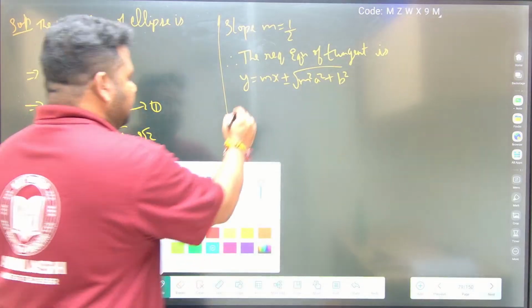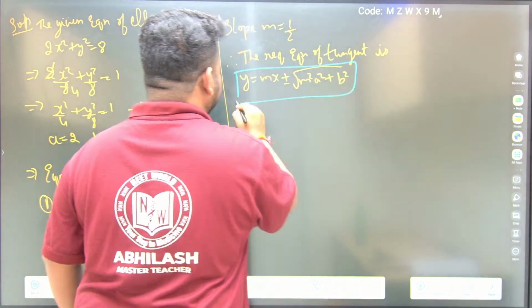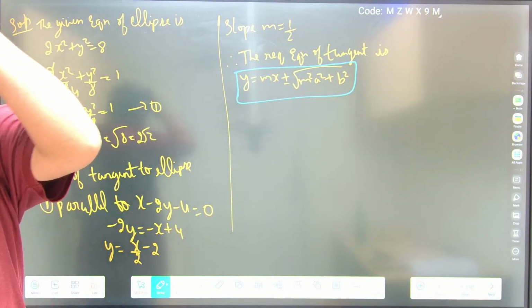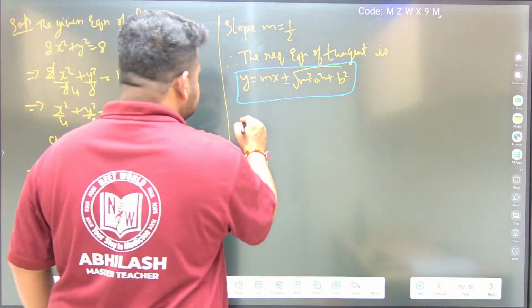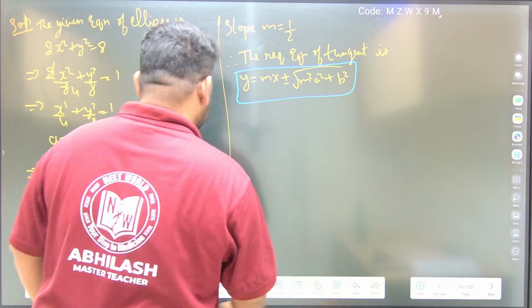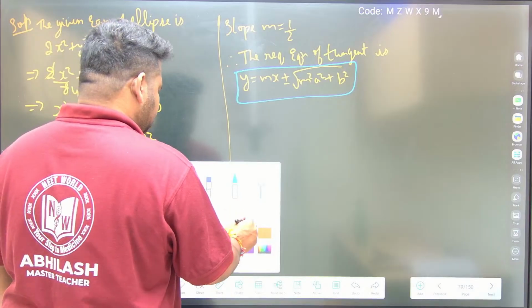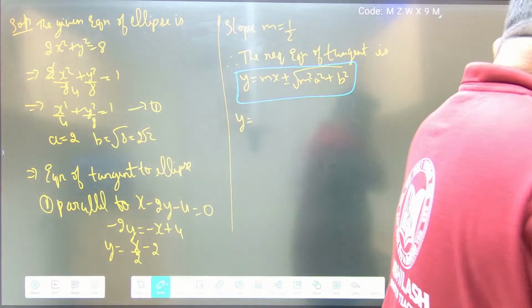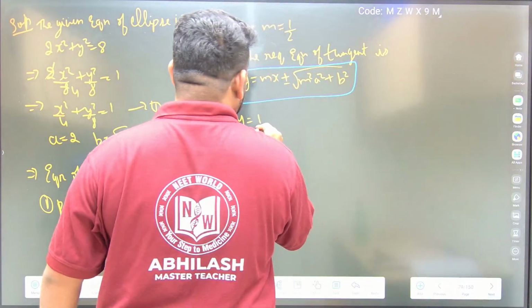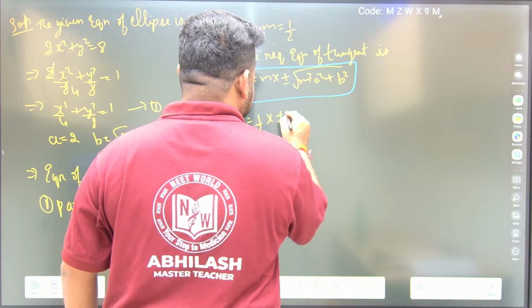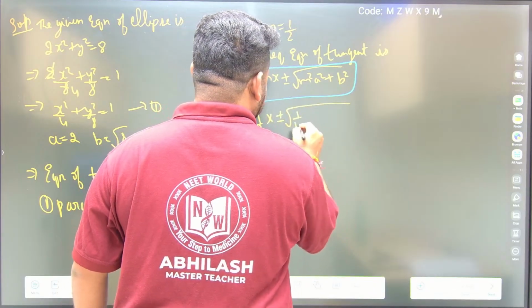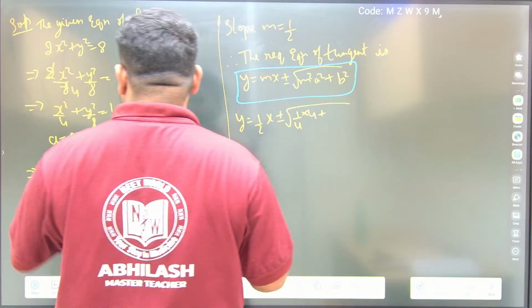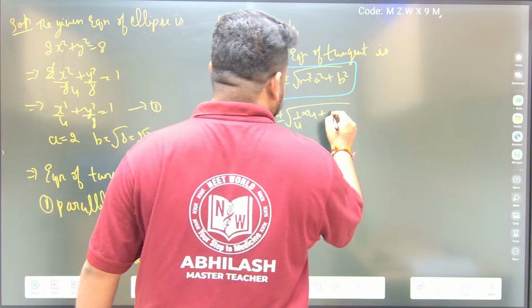The required equation of tangent is given by y is equal to mx plus or minus square root of a square m square plus b square. Now observe here, what is the slope we got? Just now we found the slope, it is 1 by 2. So y is equal to 1 by 2 x plus or minus square root of m square, which is 1 by 2 square, that is 1 by 4, times a square, which is 2 square, that is 4, plus b square, which is 8.